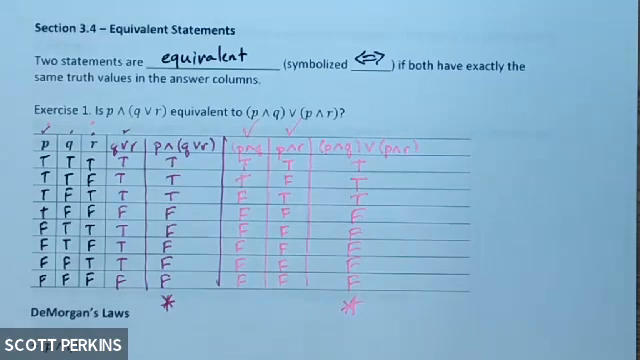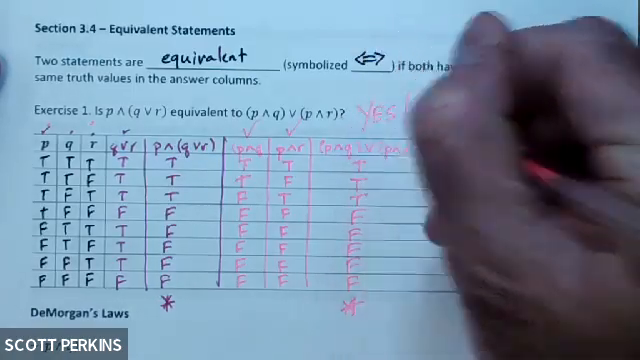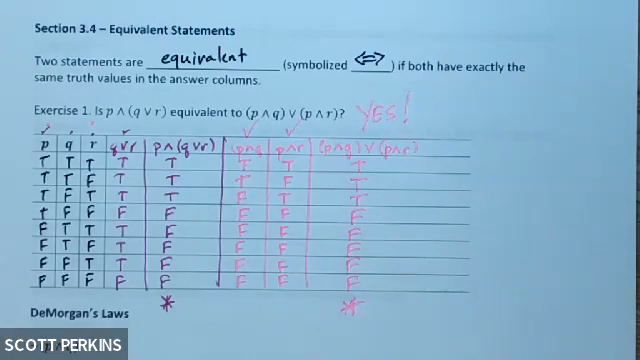And so then the question: are those 2 columns, those 2 results that I have the asterisks under, exactly the same in every way? Yes, there's 3 trues, there's 5 falses. So the answer to this question is yes, those 2 statements are equivalent. They have the same truth value no matter what.